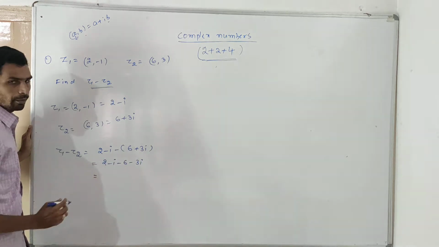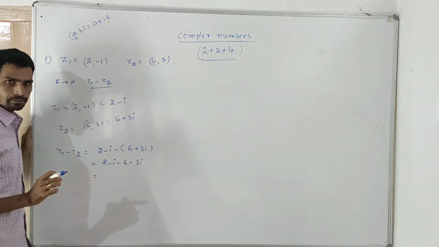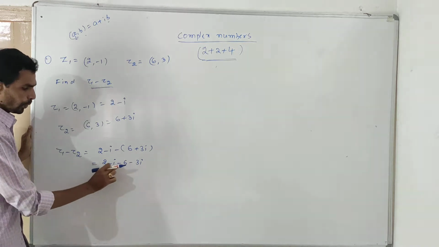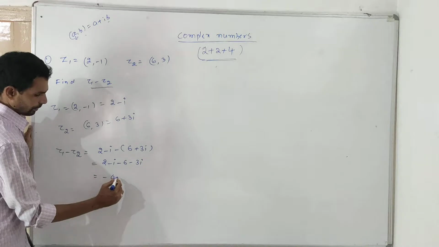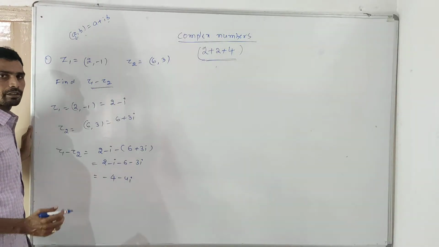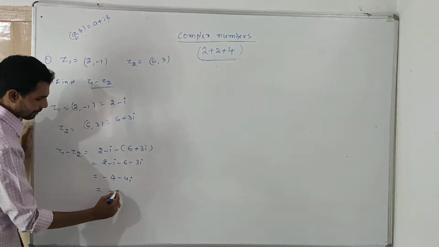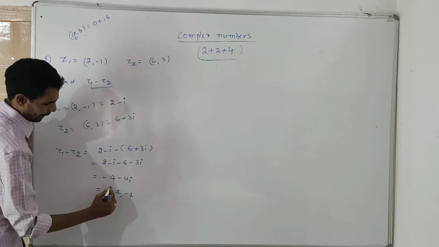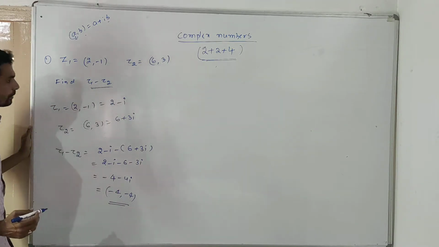What is the real part? Real part means the values without i. Without i, here 2 and here minus 6, that is minus 4. Then minus i minus 3i is minus 4i. Real part is minus 4. Imaginary part is also minus 4. It can be written as minus 4 comma minus 4, which is z1 minus z2.